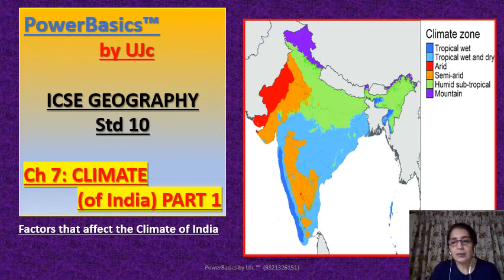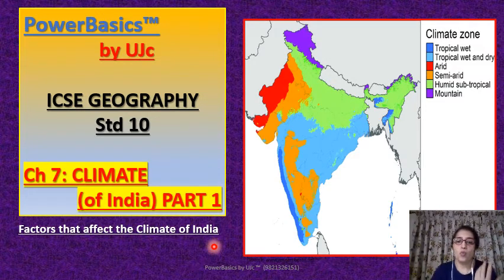We are starting Standard 10 with me with the chapter Climate. It's about India and it's part 1 where we're going to study the factors that affect the climate of India. This is part 1 of this chapter and I'll keep posting the remaining parts as time goes by. Today let's just understand what are the factors that govern or affect the climate in our country, India?